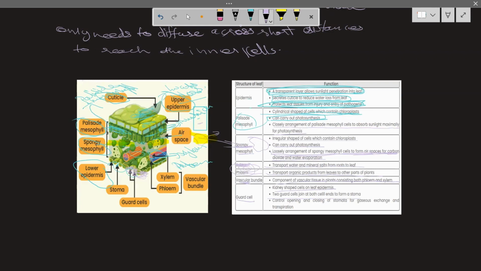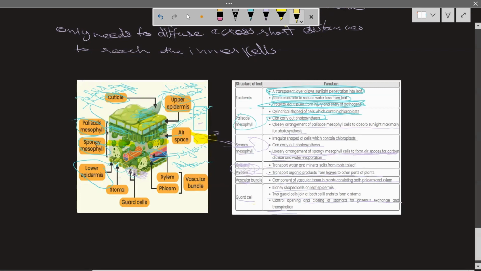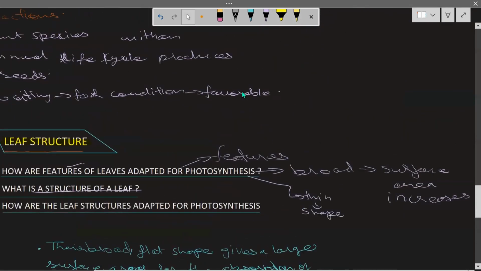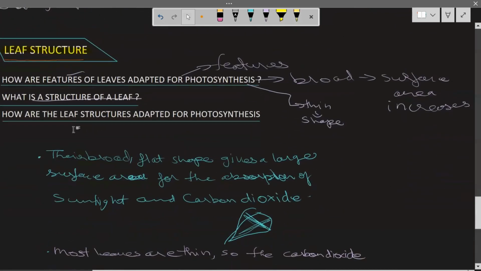And what do they do? They control opening and closing of stomata for gaseous exchange and transpiration. So they control the opening and closing of the stomata, and they are very important in getting carbon dioxide and releasing oxygen. So the second part is also done.